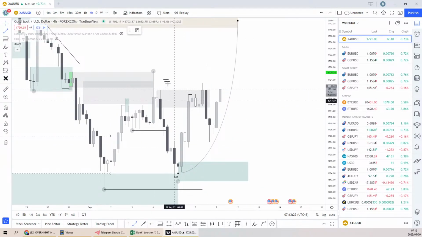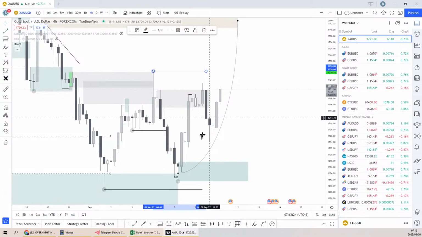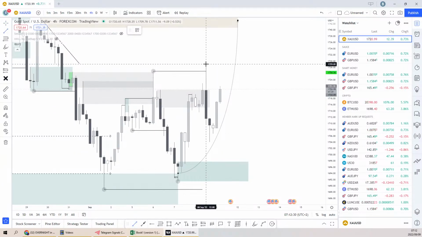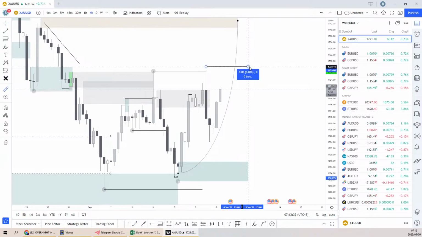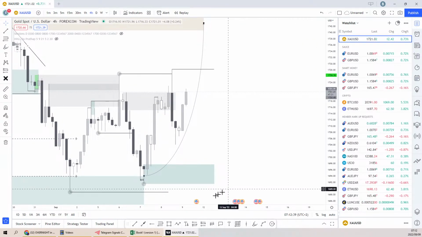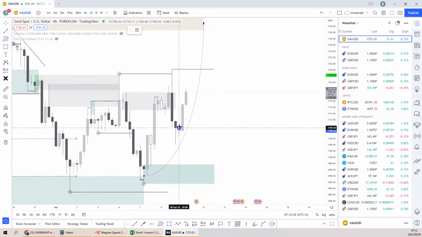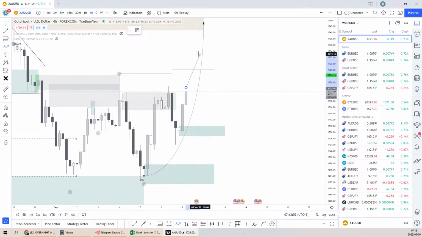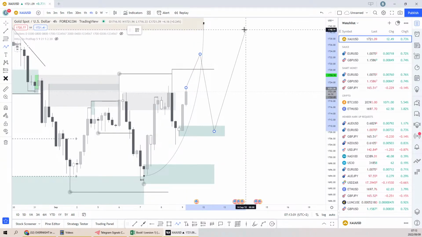Gold, what's gold doing? Yeah, we're just violating highs here. And the expectation is that this high is going to be taken out. So what we need to do is mark up potential points of interest that might break that high. So I would expect price to break this high, retrace into this, and cruise.